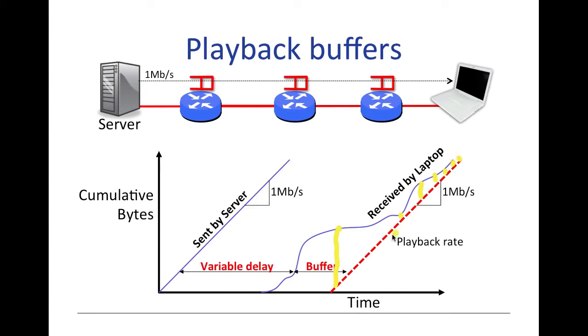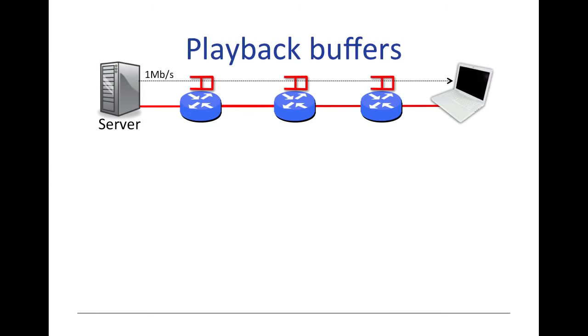Okay, so we're playing back at a constant 1 megabits per second. That's what's being played back to the user. So this is a good example. We picked the right value, we waited long enough, we built up enough buffer, and everything worked out fine in the end.